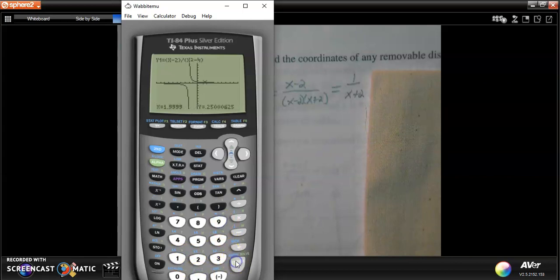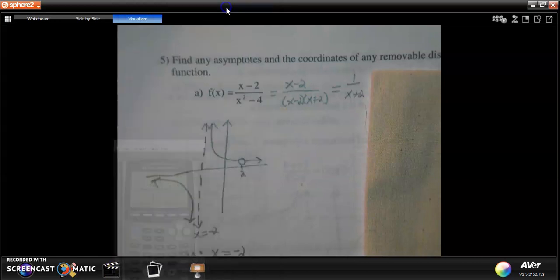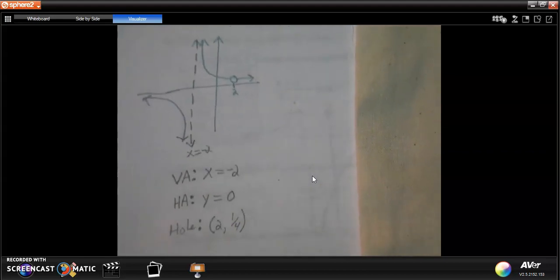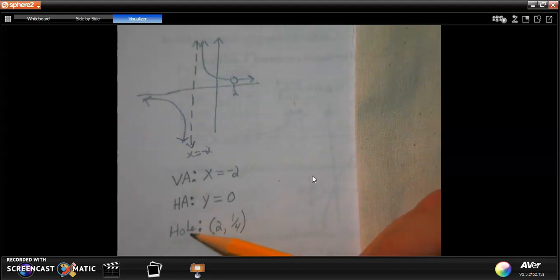If I put numbers that are close to 2, like 1.999, that gives me very close to 0.25 or 1/4. So if you were to put into our function right here, 1 over x plus 2, if you put 2 into that function after you remove that common factor, you get 1 over 2 plus 2, which is 1/4. So that's where the coordinates of the removable discontinuity would be, at 2, 1/4. Okay, so we sketch the graph, and then just label all the asymptotes. Now I call the removable discontinuity a hole on this one. Same idea.